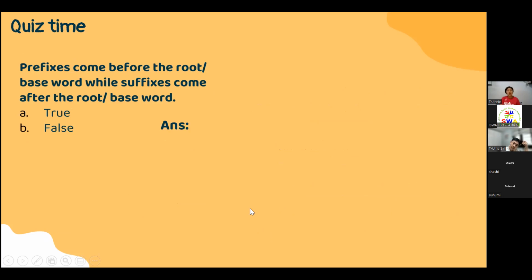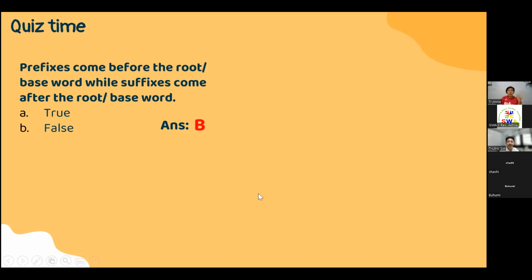Is it true or is it false? It is true. Very good. Who was that? Sashi, right? Yes, correct. It is true. So always remember, pre has the meaning of before or advanced. That's how you remember that.